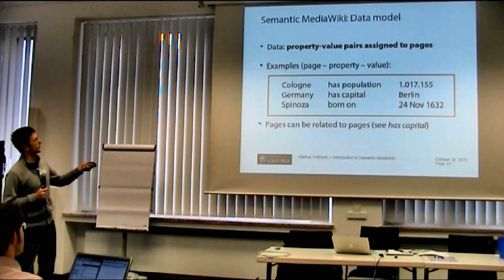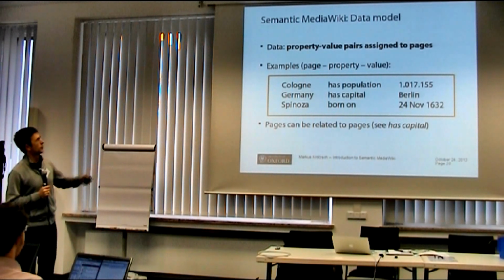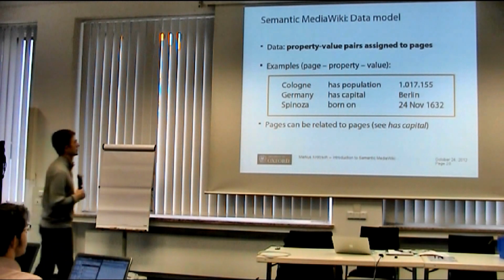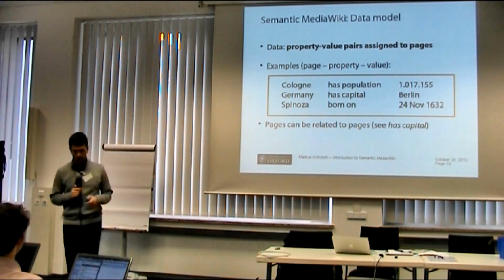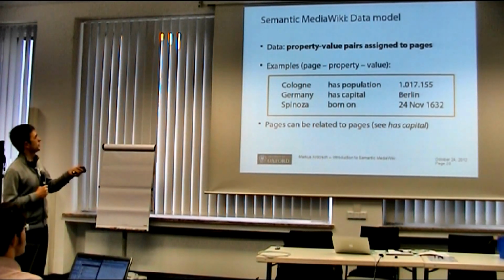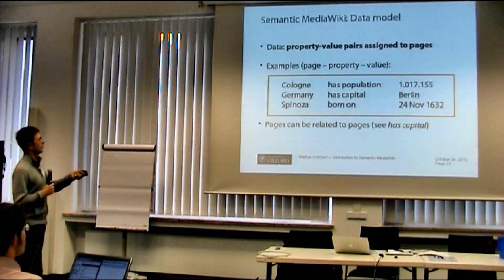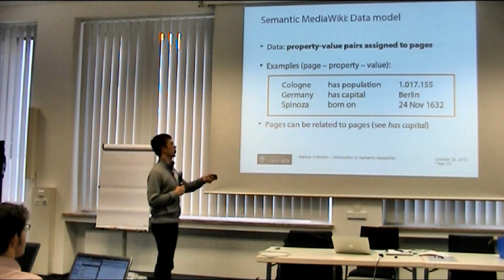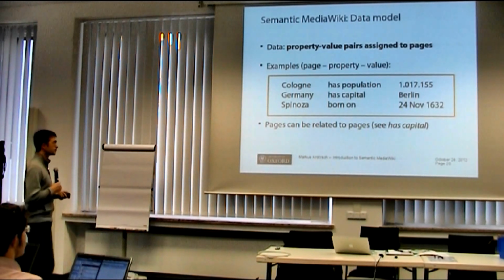For example, I could assign the property value pair has population 1,017,155, well, that should be commas in English, of course. To the article about Germany, I could assign the property has capital with the value Berlin. To Spinoza, I could assign the property born on with value 24th November 1632.